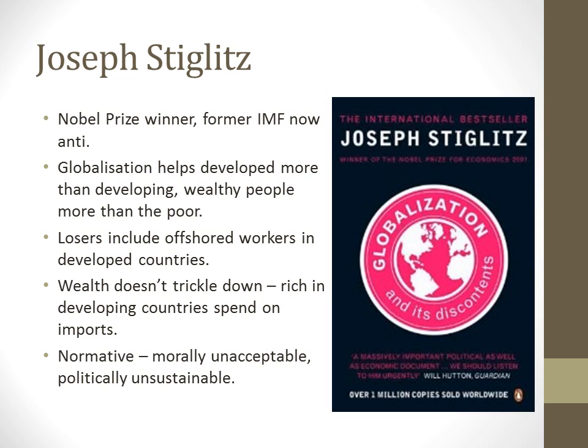Losers include those workers who've lost their jobs thanks to globalization in developed countries, the offshore workers here. He would take issue with the trickle-down argument that the Kuznets curve will sort itself out, because he would say that the rich in developing countries will probably spend on fancy imports anyway, rather than spend on the kind of agricultural products of the mass of poor in their countries. His normative point is that the whole unequal nature of globalization is morally unacceptable.